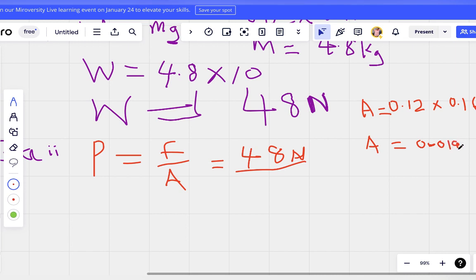0.0192 meters square. Why meters square? Because it's area. So you bring it here and put it here. We divide 48 by 0.0192, and you put the meter square. Why am I putting the unit? Just in case you forgot that Pascal is the unit of pressure, you can use the derived unit to write your final answer.